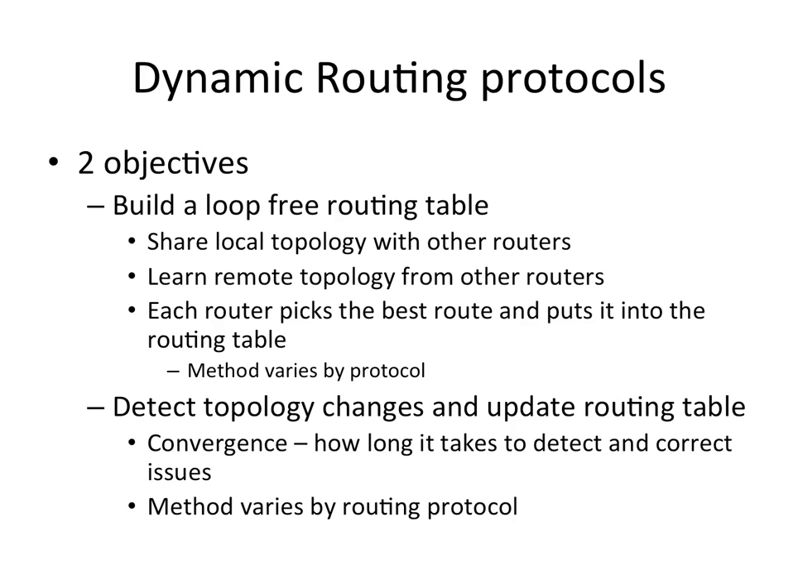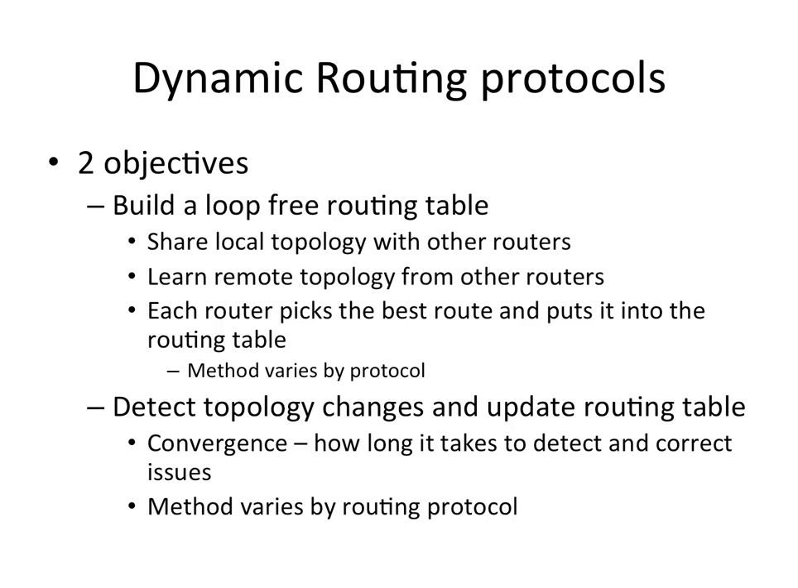Once we share all the information, each router picks the best route and puts it into the routing table. And how does it pick the best route? Well, that varies by which routing protocol we're using, and we'll talk about some of those routing protocols in a little while. The second thing a routing protocol needs to do is detect changes in the topology and update the routing table appropriately.